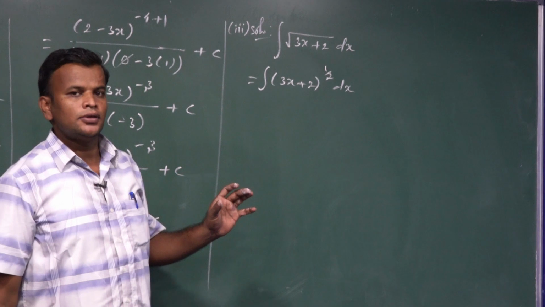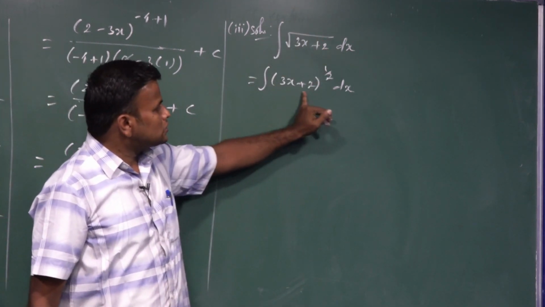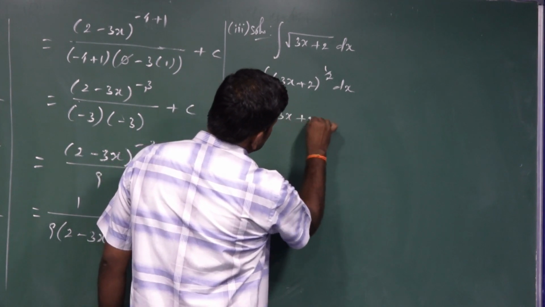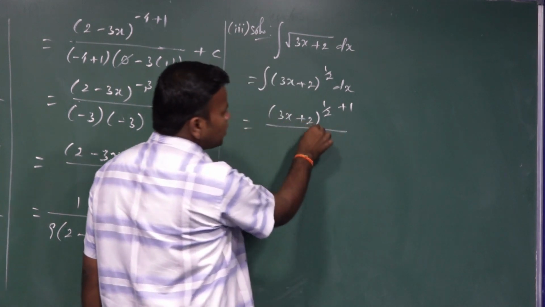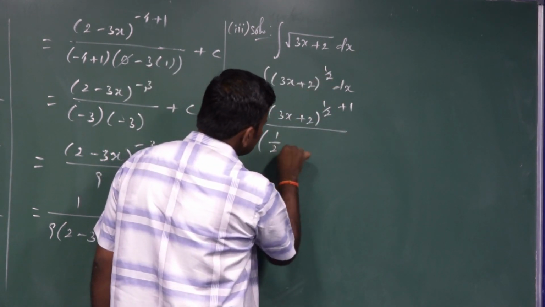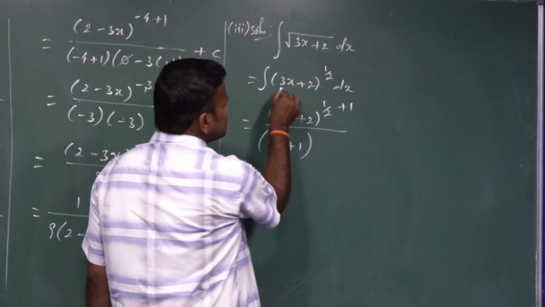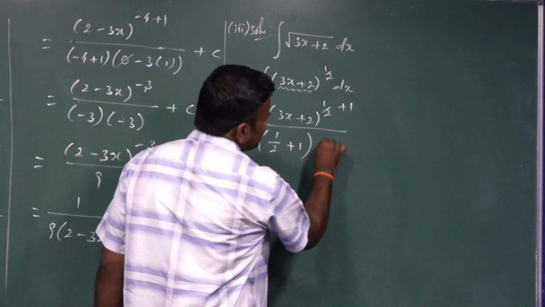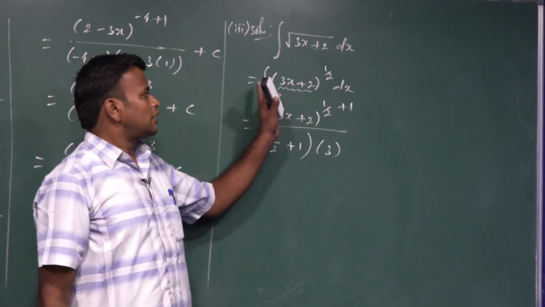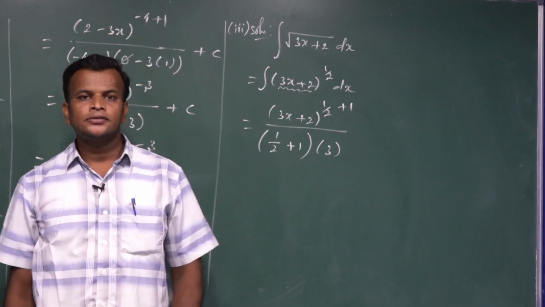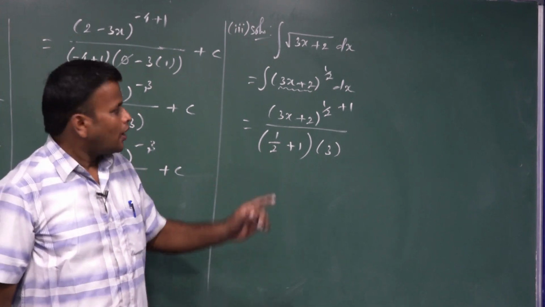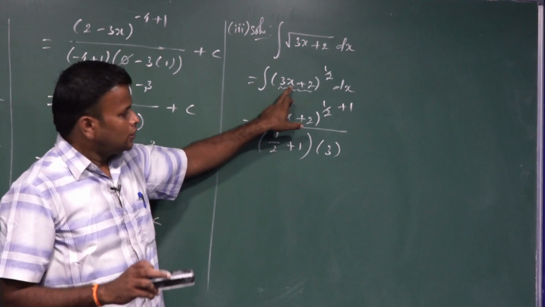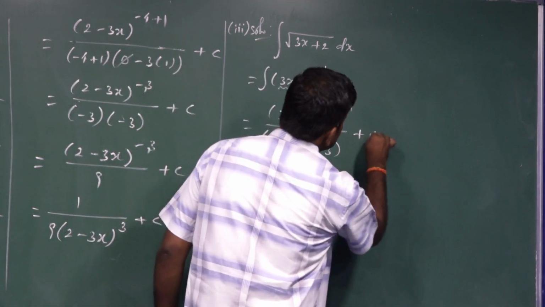Now do you have any idea? Using the same formula of x power n, but the base is not only x, it is 3x plus 2, and the power is 1 by 2. So (3x plus 2) whole power 1 by 2 plus 1, that is x power n plus 1 by n plus 1. Next, again we differentiate the base term with respect to x and put the answer in the denominator. The differentiating of 3x plus 2 with respect to x is 3. Let's check it is correct. 3 of x with respect to x is 1, plus 0. So the answer is 3.